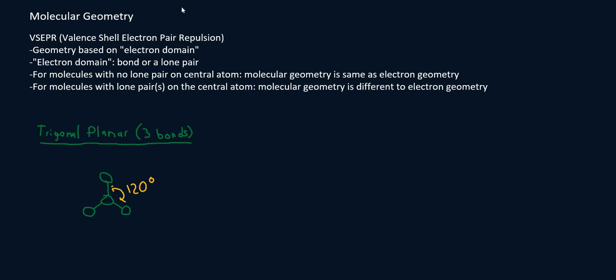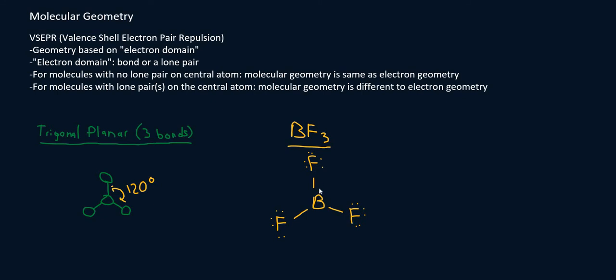So next up on our list, with three bonds coming off of the central atom, is the trigonal planar geometry. And here we're going to see a 120 degree bond angle between each of these three bonds going around the central atom. So here we have a nice example of a trigonal planar structure with BF3.